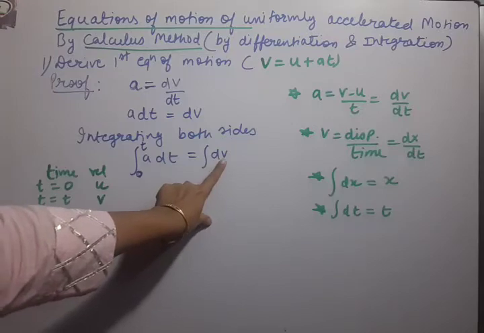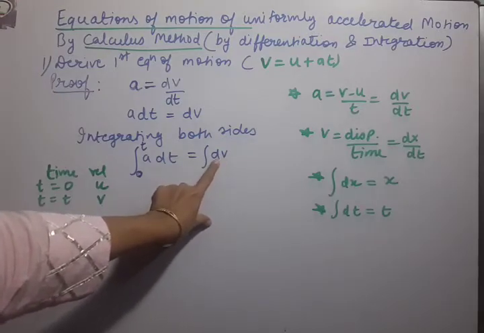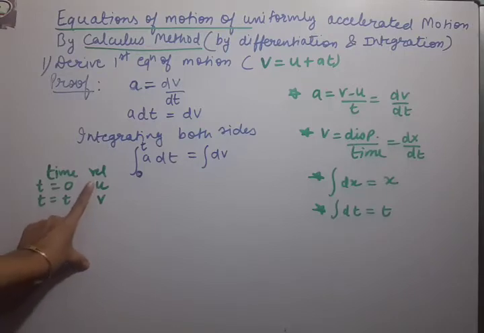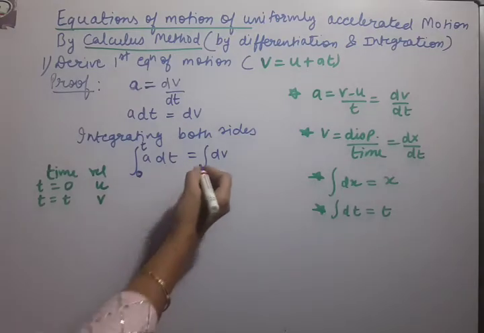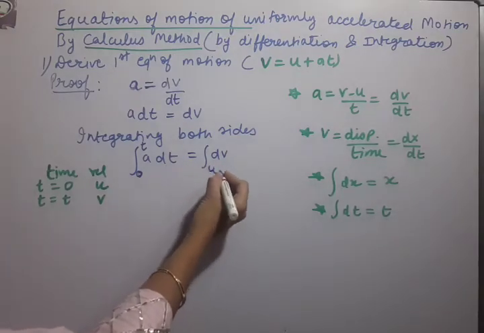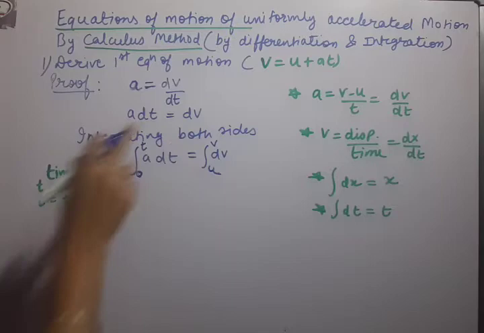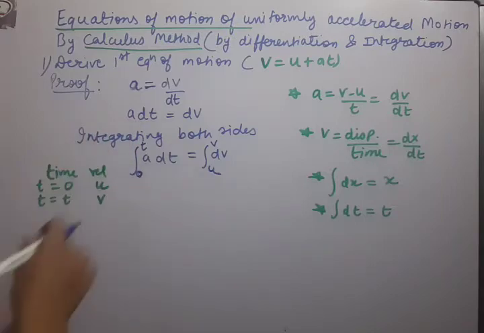Here the limits will be of velocity because integration is taking place with respect to velocity. So velocity limits are u to v, initial to final. So initial term always comes below, final comes above. So on the sign of integration I have written u initial and v final limit. Okay, now let us start doing integration.